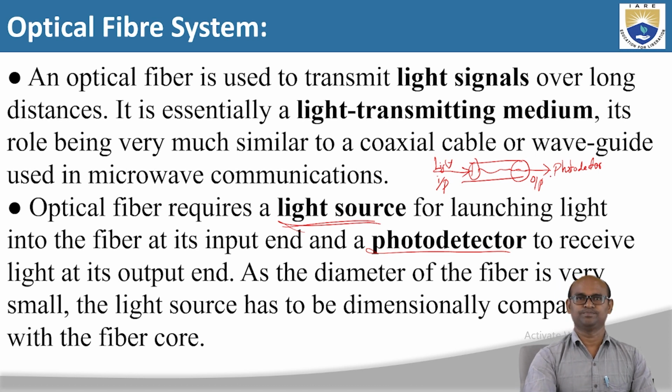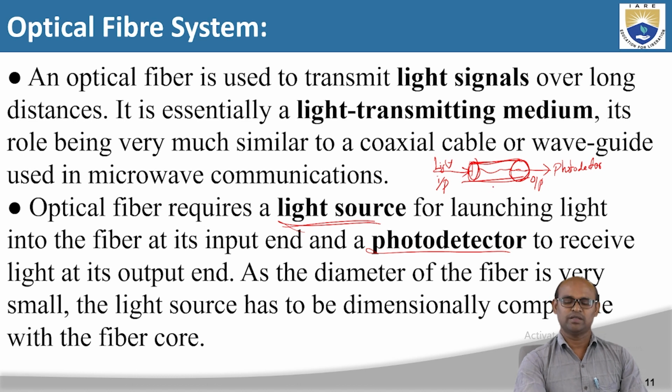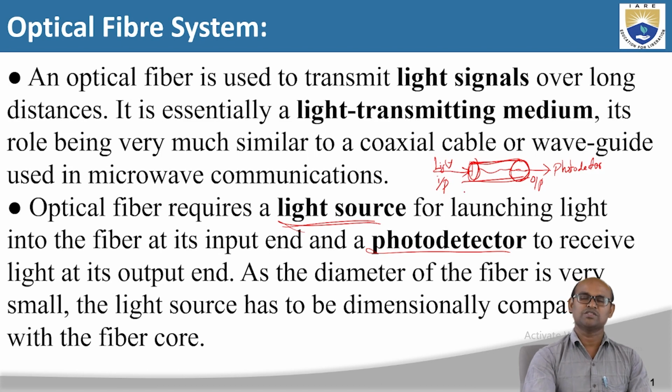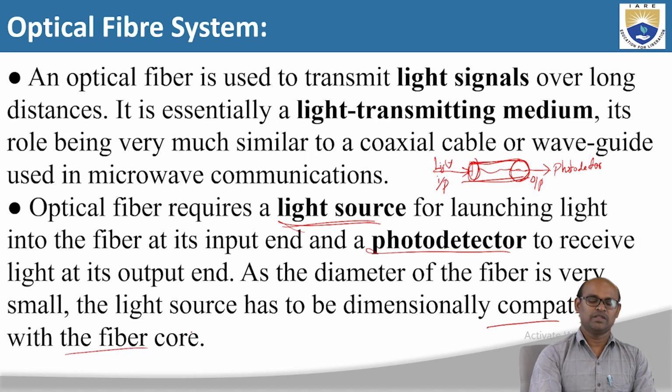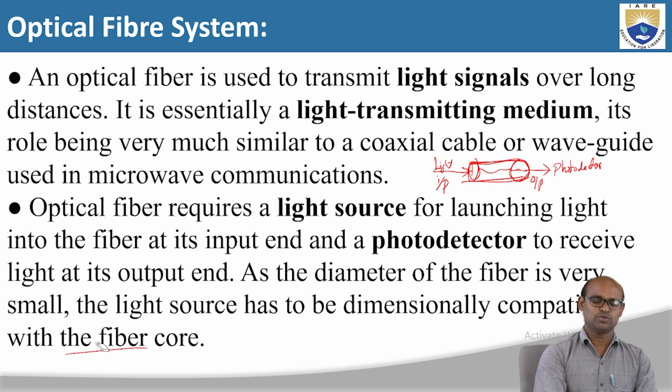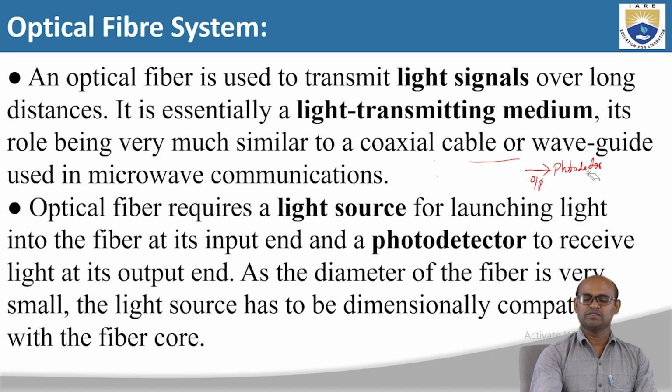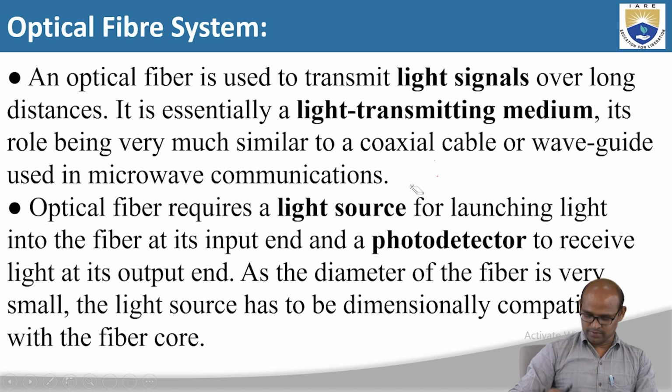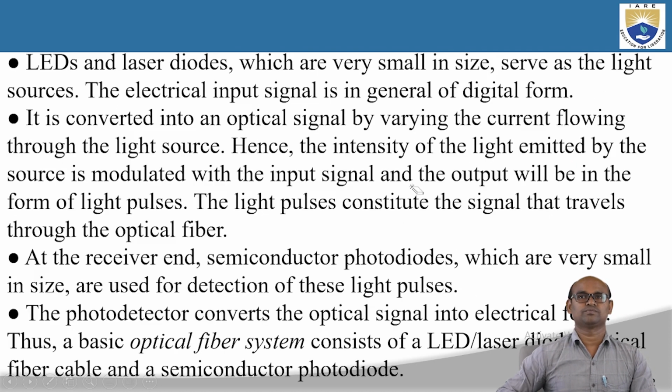Okay, so we have discussed that the diameter of this core and cladding is very small, in the range of micrometers. So whatever light sources or photo detectors we are going to use in this communication system, they must be compatible with the fiber core. So their dimensions must also be suitable for this optical fiber. They also must be in the range of micrometers.